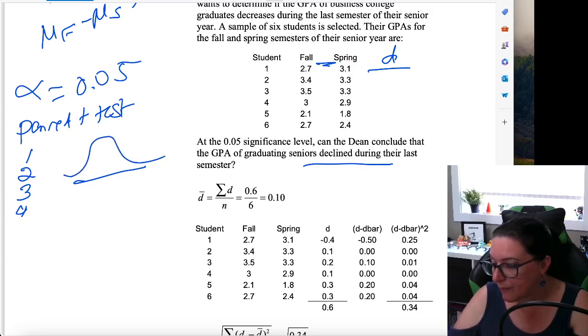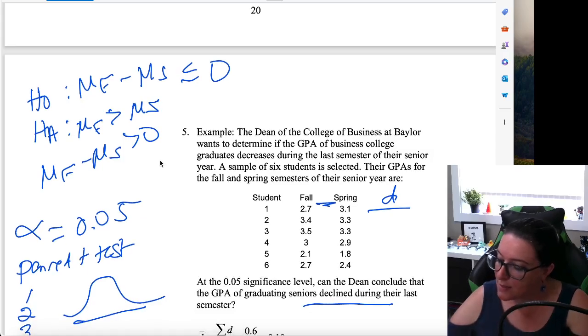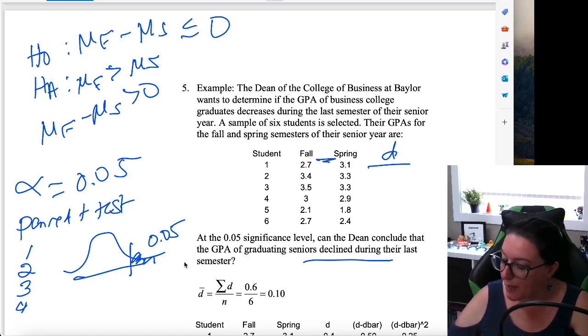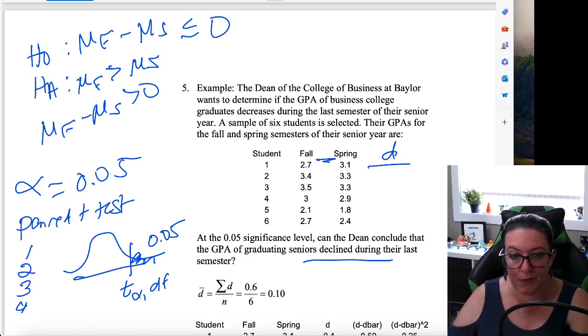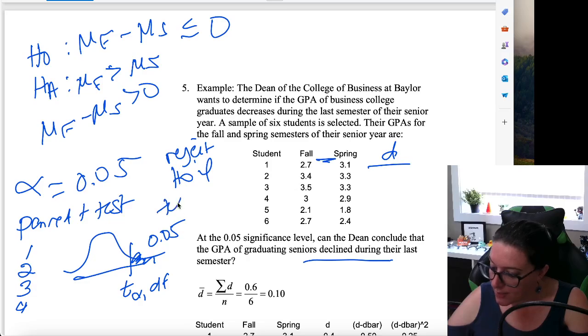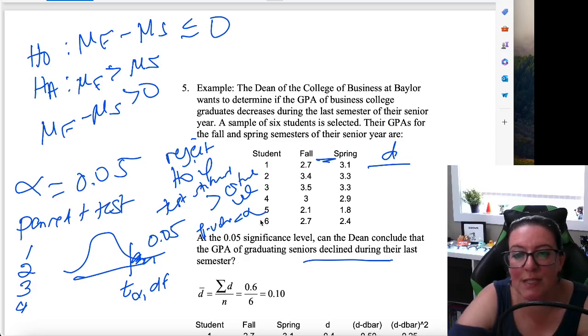All right. We have a t-distribution here. Our test is a greater than test. 0.05 over here, because we think fall is greater than spring. And we would get a t here based on alpha and degrees of freedom. So what is the decision rule? The decision rule is that we reject H naught if our test statistic is greater than our critical value or our p-value is less than alpha. So let's do this in Excel.